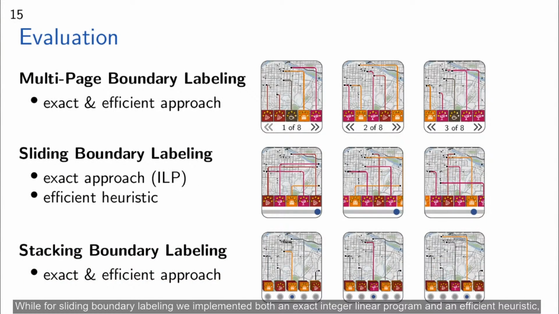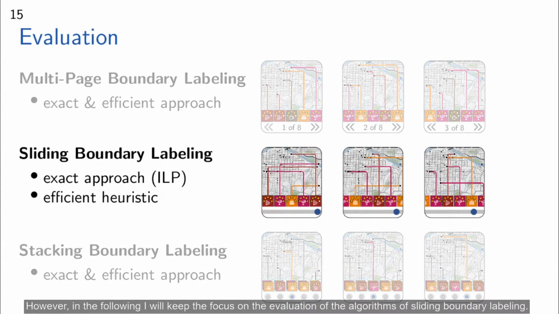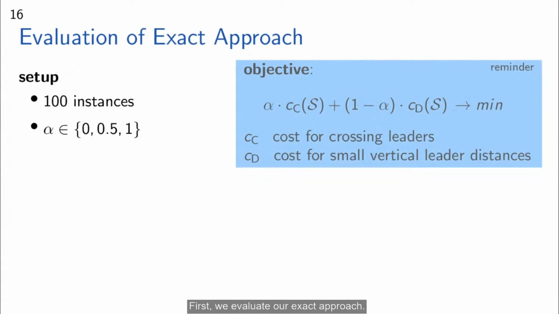While for sliding boundary labeling, we implemented both an exact integer linear program and an efficient heuristic, for the other two methods we developed an exact and efficient algorithm each. However, in the following I will keep the focus on the evaluation of the algorithms of sliding boundary labeling. First, we evaluate our exact approach.